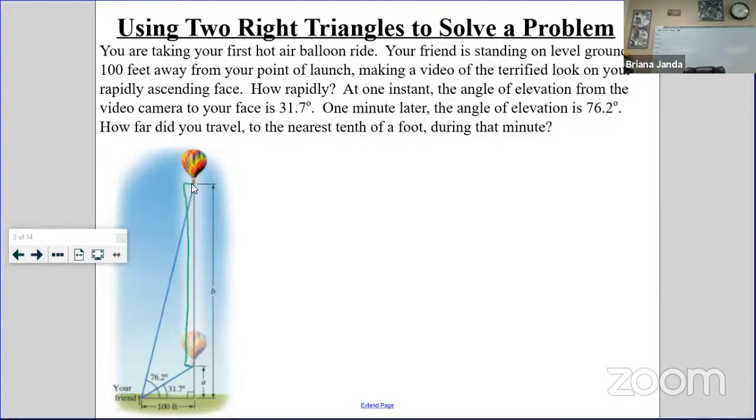Well, in order to do that, we're going to unoverlap these 2 triangles and look at the lengths that they have marked in that picture as A and B. And the difference between those will be how much you have traveled in that minute. So let's start with the first triangle they gave us, where they call this side A. They said that this was a 31.7 degree angle of elevation, and your friend is 100 feet away. So again, we think through our SOHCAHTOA. From 31.7, A would be opposite, 100 would be adjacent, and so I would set up our tangent.